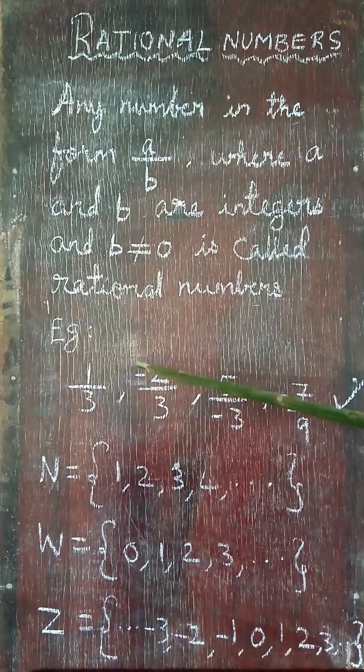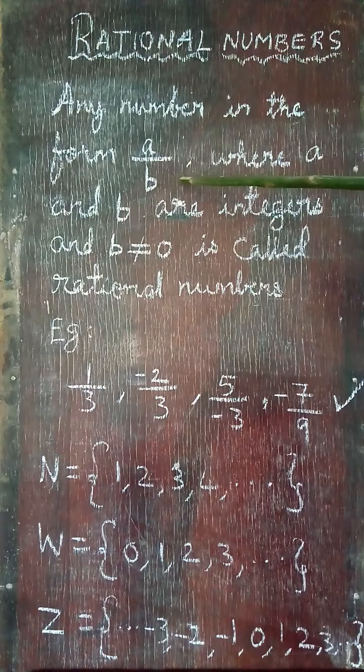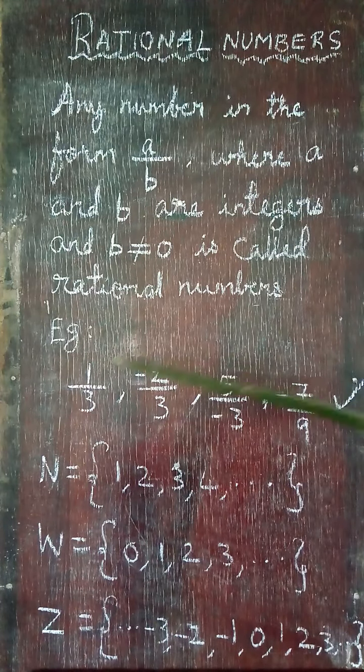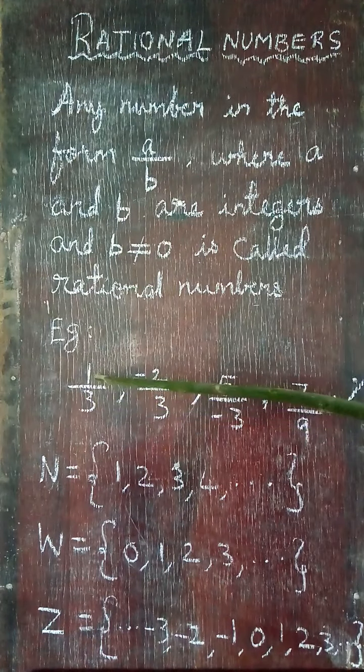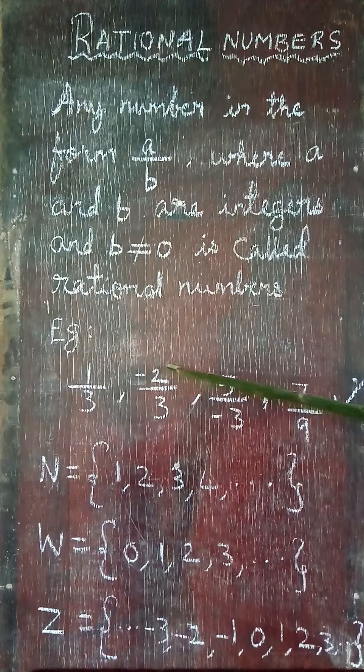I have given some examples: 1 by 3, minus 2 by 3, 5 by minus 3, minus 7 by 9. Any number in the form a by b, where a and b are integers, is called a rational number. 1 by 3 is in the form a by b. 1 is an integer, 3 is also an integer. So it is a rational number. Next example, minus 2 by 3. It is in the form a by b. Minus 2 is an integer. 3 is also an integer.